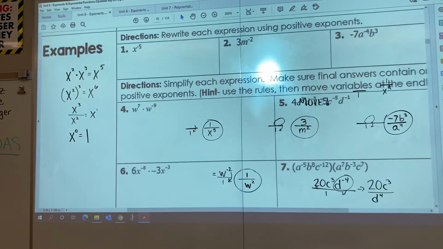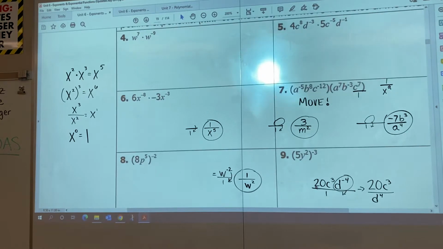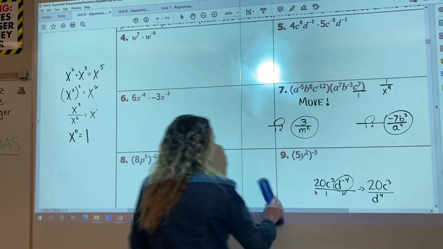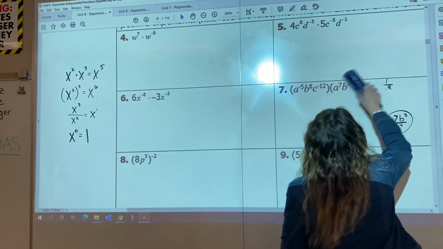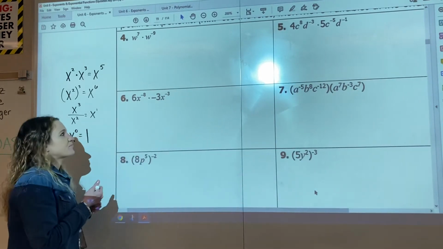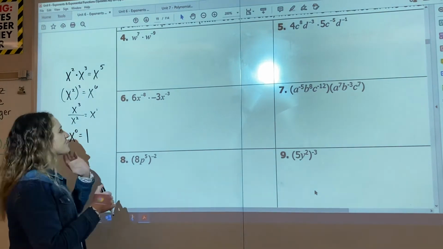Make them a little bit bigger for ourselves. Alrighty, 6, 7, 8, and 9. I really enjoy exponents because you have to put a lot of different pieces together. Let's look at number 6.